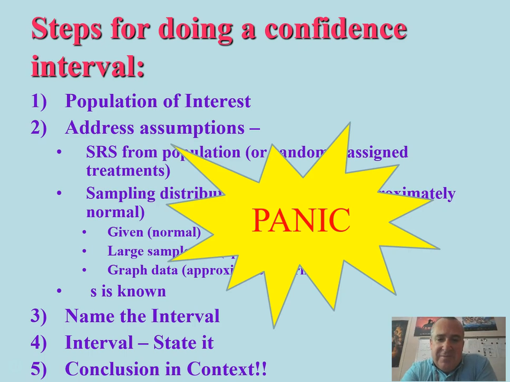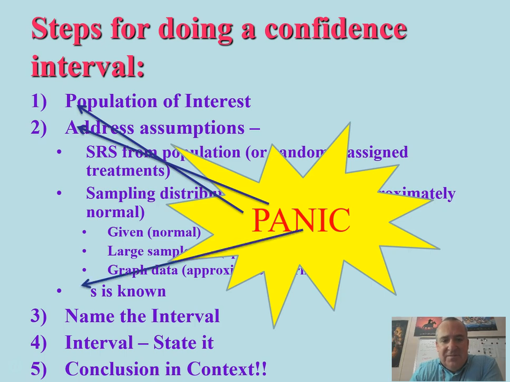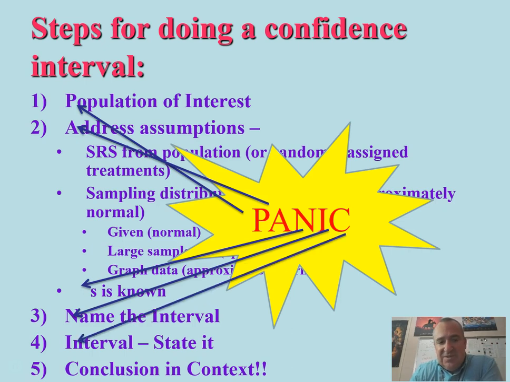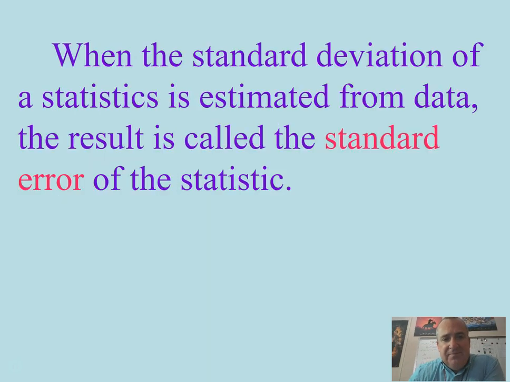And now here on the screen popped up the word PANIC. Mr. Lachelle and I kind of have a different philosophy on this. I use the word PANIC to help me remember how to set these things up. And he doesn't like acronyms, so he doesn't use this. Either way is fine. But I use the word PANIC because it reminds me: population, address the assumptions, name the interval, state the interval, and then draw the conclusion in context. So it helps me remember the five parts. He just uses state, plan, and conclude, which is the exact same thing, just a different way. So either way is fine.